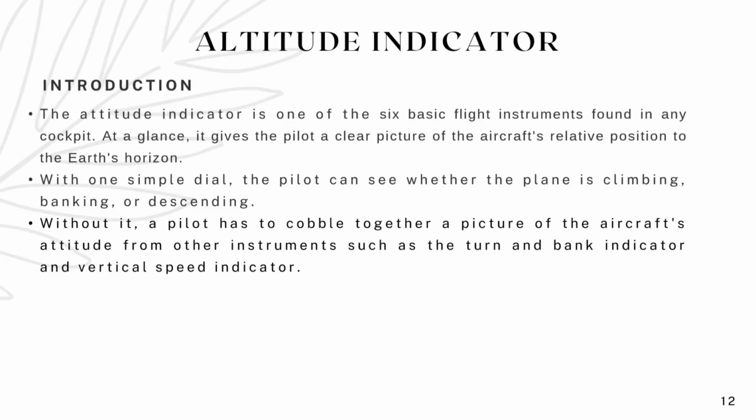Attitude indicator. Introduction. The attitude indicator is one of the six basic flight instruments found in any cockpit. At a glance, it gives the pilot a clear picture of the aircraft's relative position to the Earth's horizon. With one simple dial, the pilot can see whether the plane is climbing, banking, or descending. Without it, a pilot has to cobble together a picture of the aircraft's attitude from other instruments such as the turn and bank indicator and vertical speed indicator.